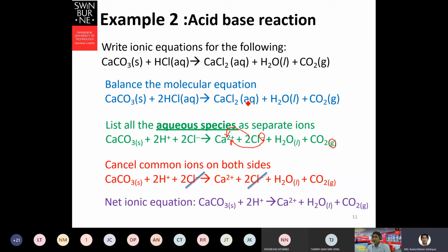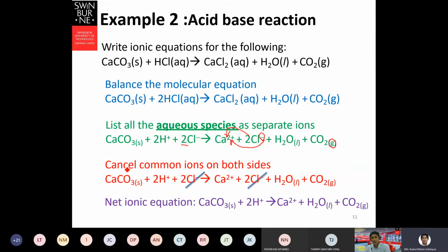So cancel. From here we see that chlorine is on both sides, right? There are 2 negatively charged chlorines on both sides, and this is called the spectator ion. It has not changed. It was the same in reactant and product, so we can just cancel it out, no need to consider it, because the reaction did not happen that way.